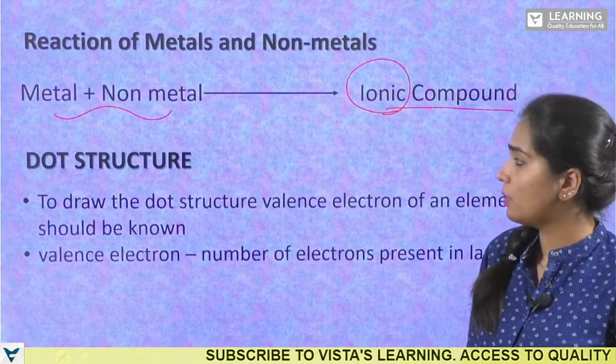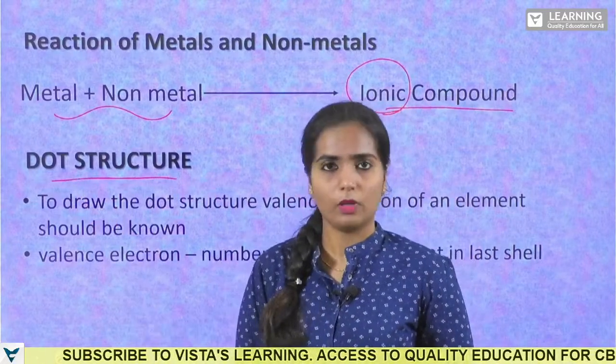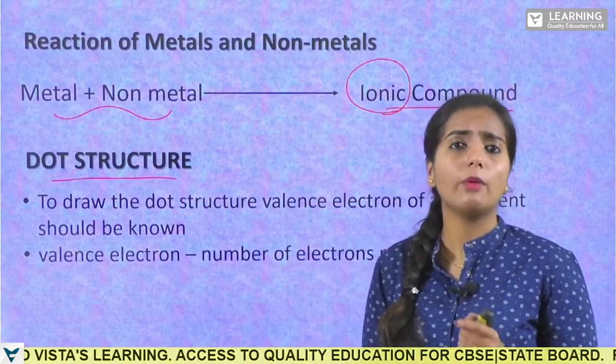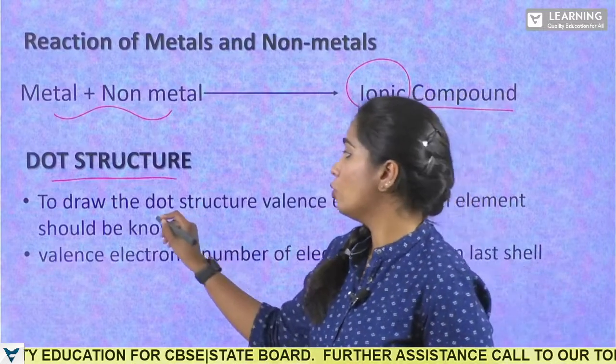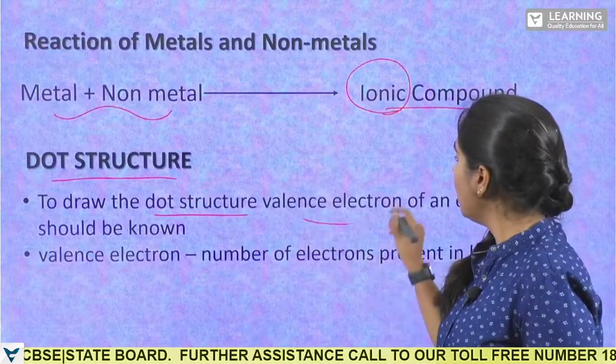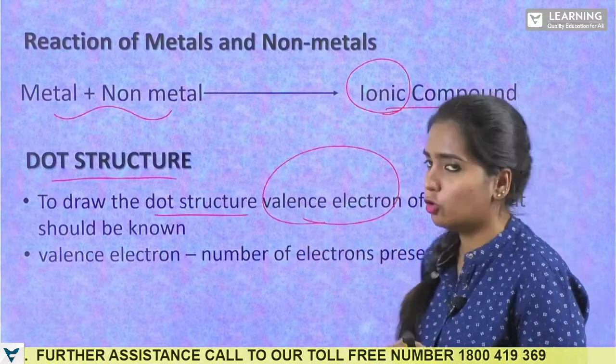Here there is an explanation of the dot structure. The dot structure can also be one of the important questions asked in your examination. So to draw the dot structure, the valence electrons of an element should be known.